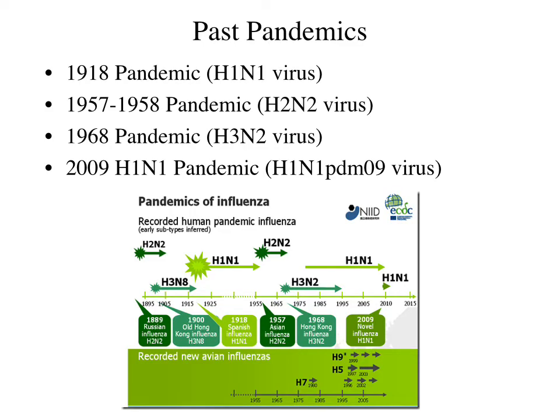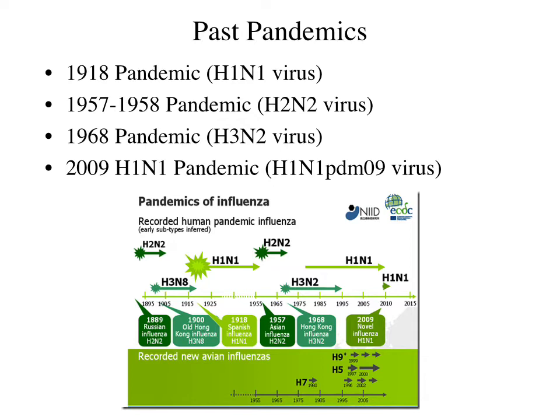Okay, so let's look at some past pandemics. The 1918 influenza pandemic was the most severe pandemic in recent history. It was caused by an H1N1 virus with genes of avian origin. Although there is not universal consensus regarding where the virus originated, it was spread worldwide during 1918 to 1919.